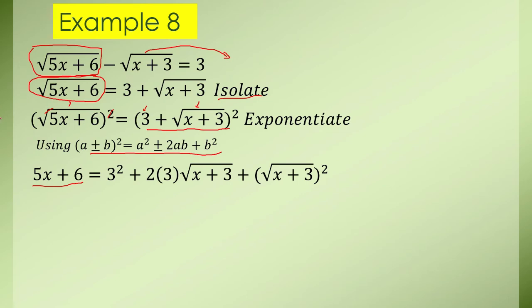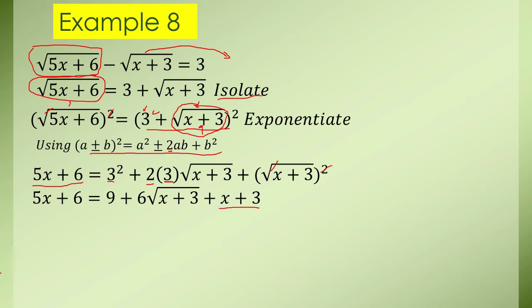Now I got a squared, which is 3 squared, plus 2, 2a is 3, and b is the square root, plus the second term, b is all the radical, all of this to square. Now 3 squared is 9, 2 times 3 is 6, okay? And now you cancel this with this, and you have x plus 3.